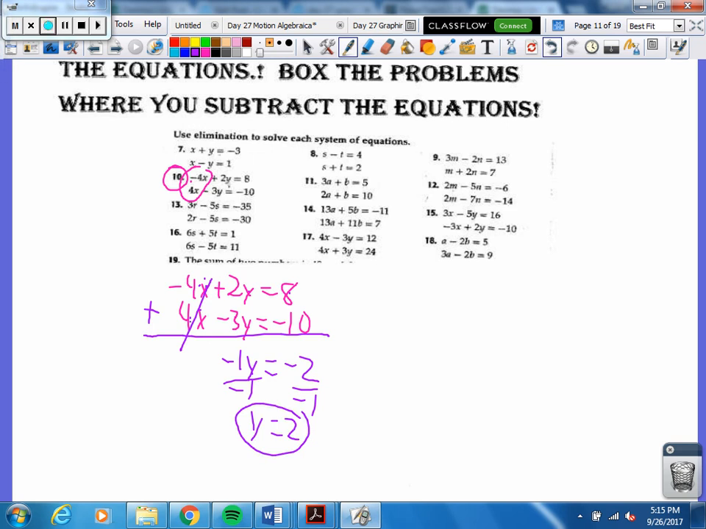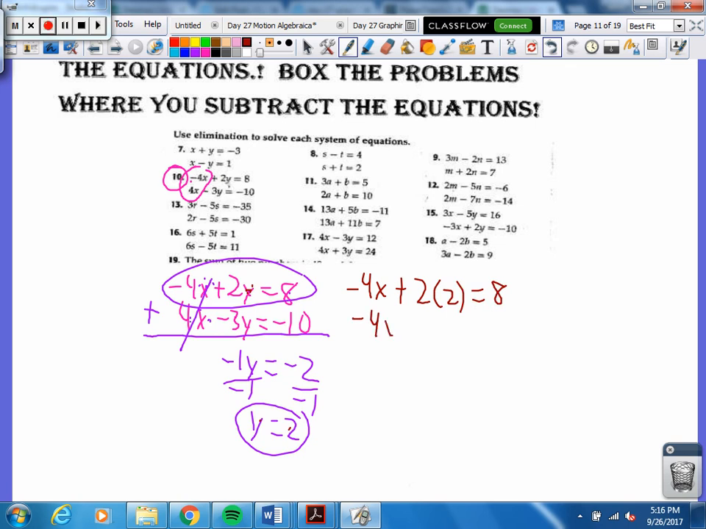So in order to do that, I need to plug in wherever I want on either equation. It doesn't matter. Let's do the first one. Why? Because it's the first one. I just chose it. It doesn't matter. So, be careful because I'm plugging in for y. So it's negative 4x plus 2. Now instead of the y, what's going in there? Oh yeah, 2. Equals 8. Got it.